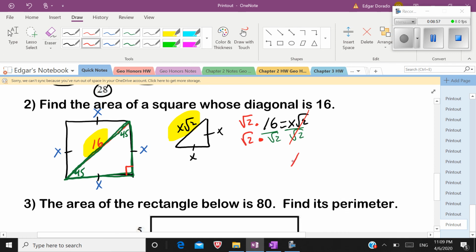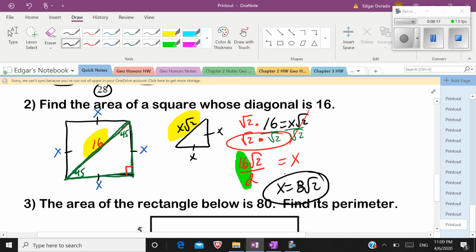So what does that give me? That gives me x equals 16 root 2 over, well, what's root 2 times root 2? Root 2 times root 2 is root 4, or just 2. Finally, I can simplify 16 divided by 2 for an answer of x equals 8 root 2. So I now officially know what each of these measure. 8 root 2, 8 root 2, so on and so forth. I'm not even going to change them all.